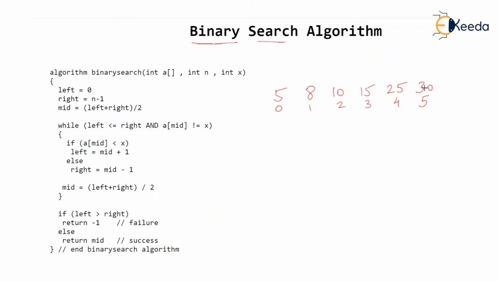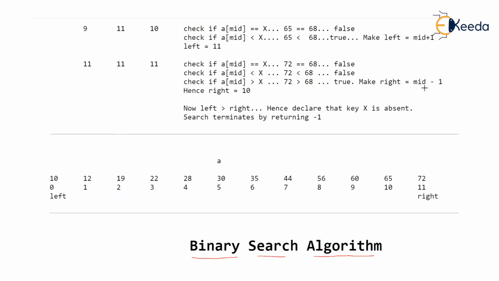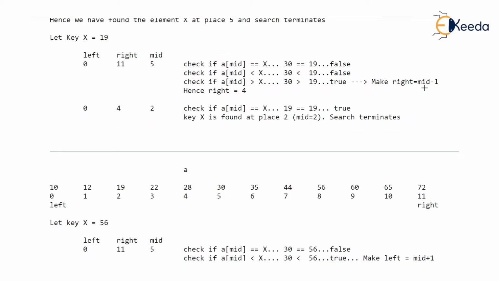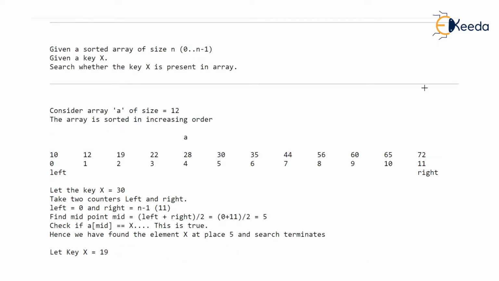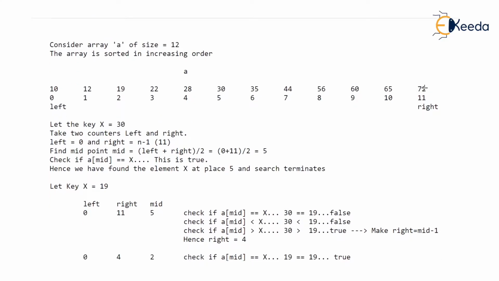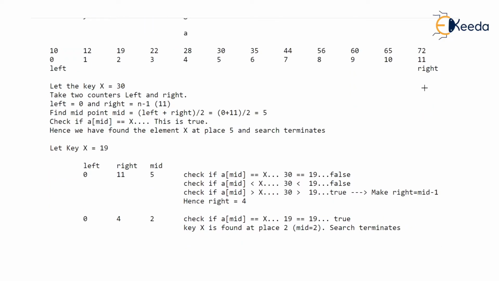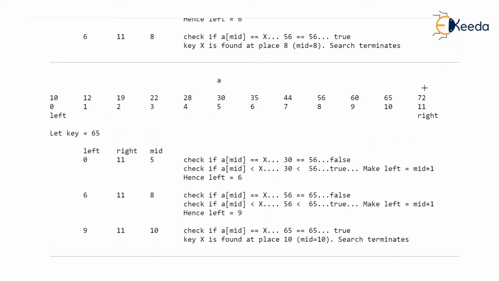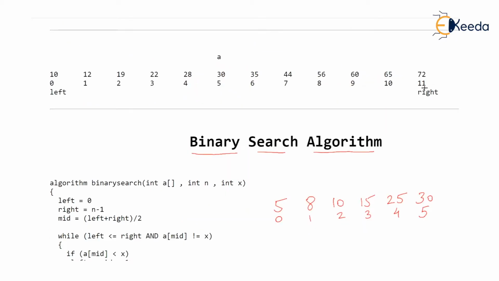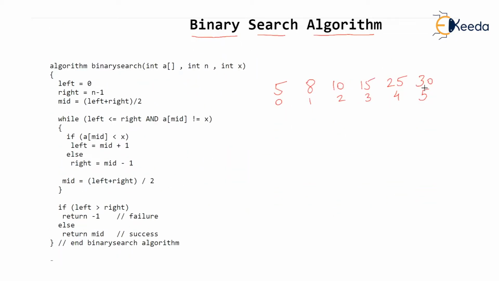In the previous video, we saw how binary search works with some examples where the value was either found or not found, and we saw how left, right and mid, the three counters, help binary search find out whether a value is present or absent. Now in this video, we will find out how you write the binary search algorithm.